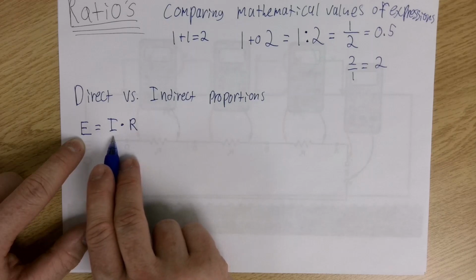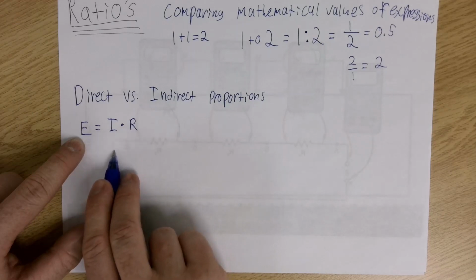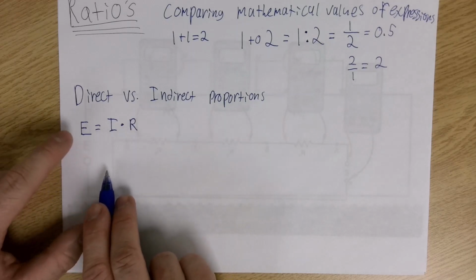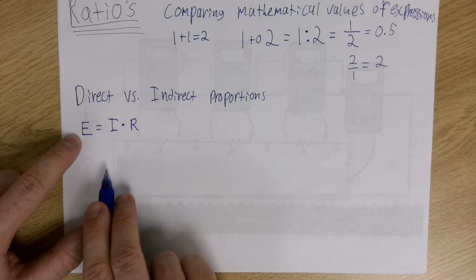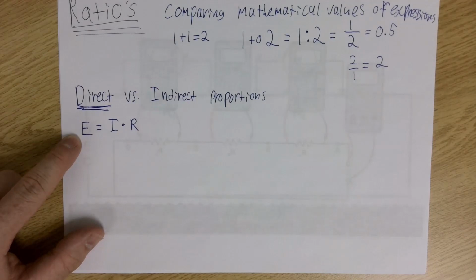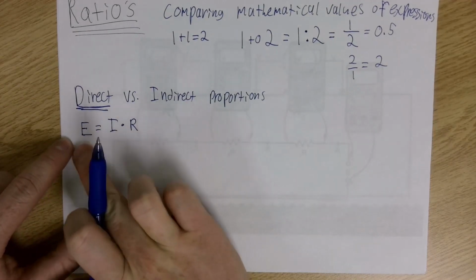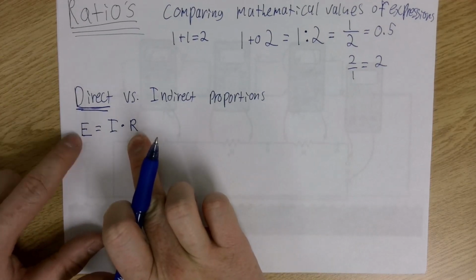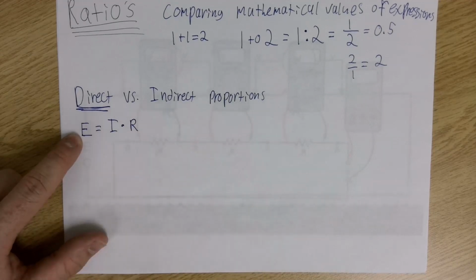Now, at the same time, if I goes down or decreases, E would decrease, okay? And that would be a direct proportion. Those are directly proportionate to each other. Same thing with R. If it goes up, E goes up. It goes down, E goes down. So that's direct.